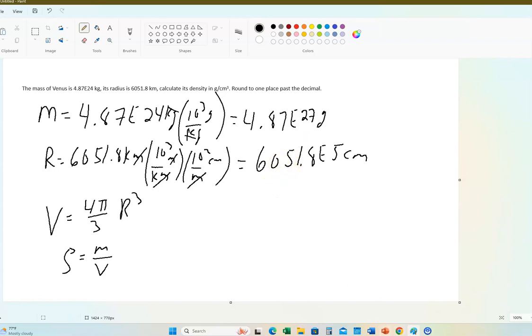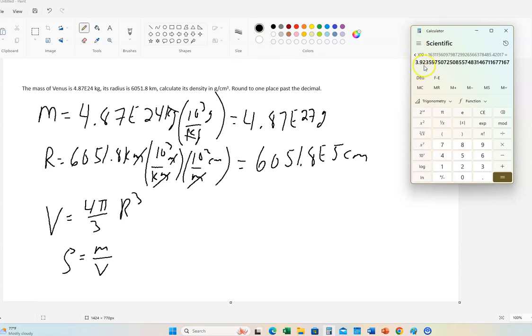So this is it, and let's get our calculator. All right, so that was, of course, the density of Mars. Now we're going to do the density of Venus, which is going to be closer to the Earth. Remember, the Earth is 5.5. All right, so here we go.